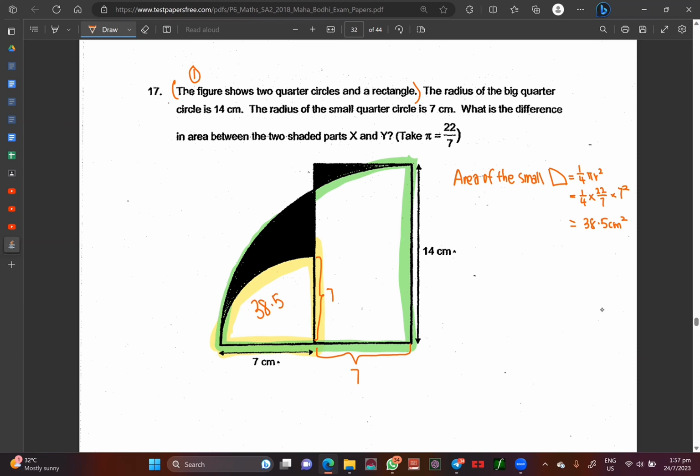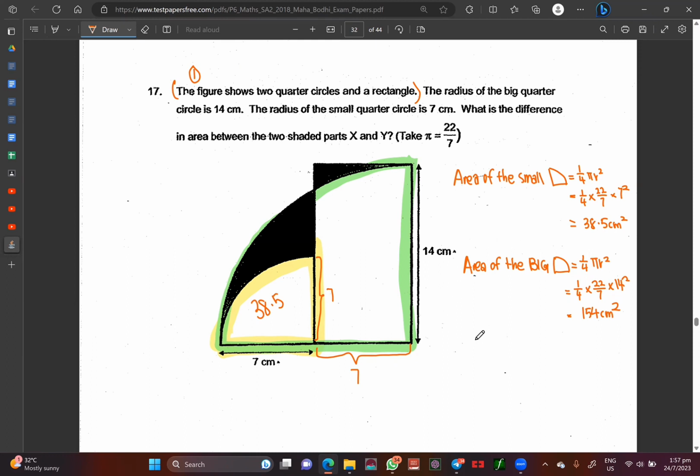Now, when you're done with this, you can also find the area of the big quarter circle. We simply have to do 1 over 4 pi r squared as well. When I do that, I do 1 over 4 times 22 over 7 times 14 to the power of 2. We will get an answer of 154 centimeters square. So that is the big quarter circle.